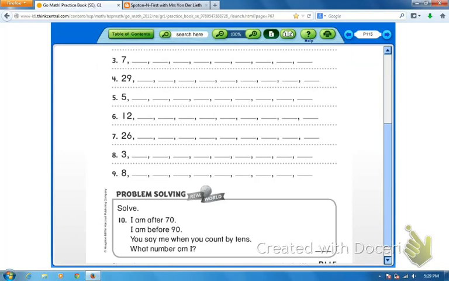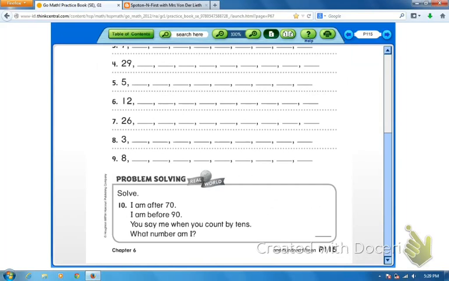At the bottom, it is asking you to find the missing number. I am after 70, I am before 90. You say me when you count by tens. What number am I? For counting by 10: 10, 20, 30, 40, 50, 60, 70, 80, 90. 80 is between 70 and 90.